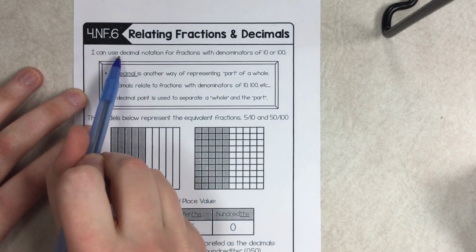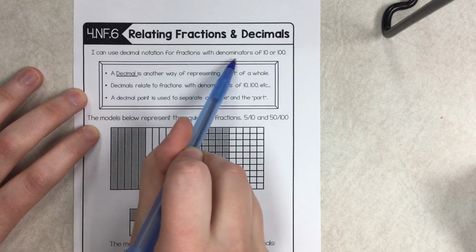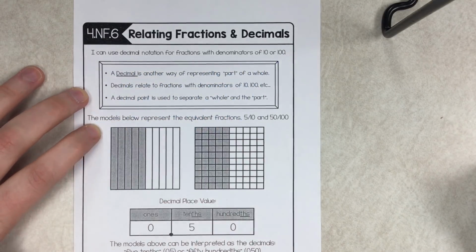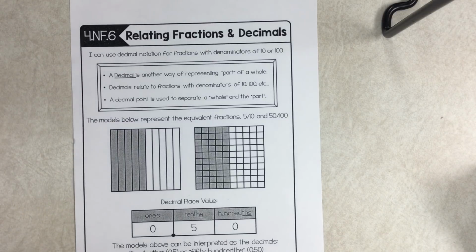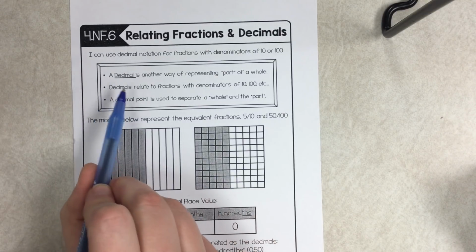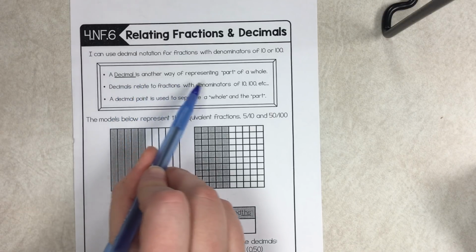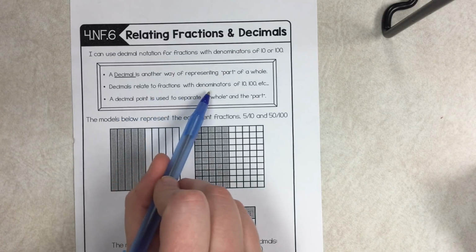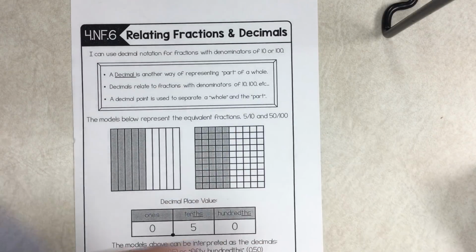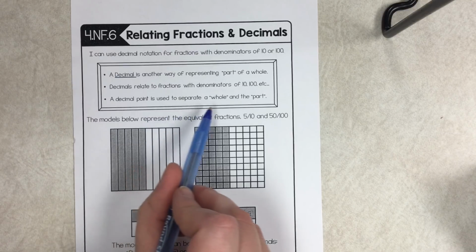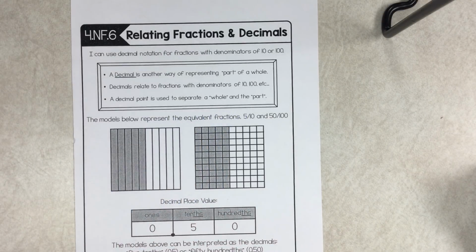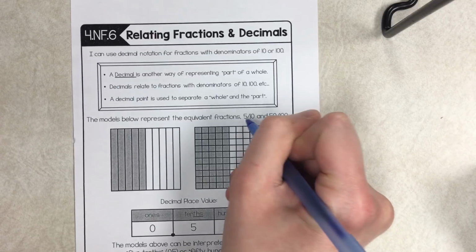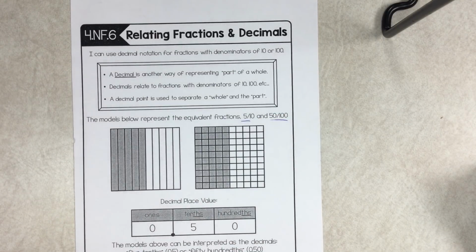So what we're doing today is I can use decimal notation for fractions with denominators of 10 or 100. Fractions and decimals relate. They can be the same. So in our box here, we know a decimal is another way of representing part of a whole, or something that's less than 1. Decimals relate to fractions with denominators of 10 or 100 or etc. Today we're just going to focus on 10 and 100. A decimal point is used to separate the whole and the part. So these models below represent these fractions, and I'm going to show you how.